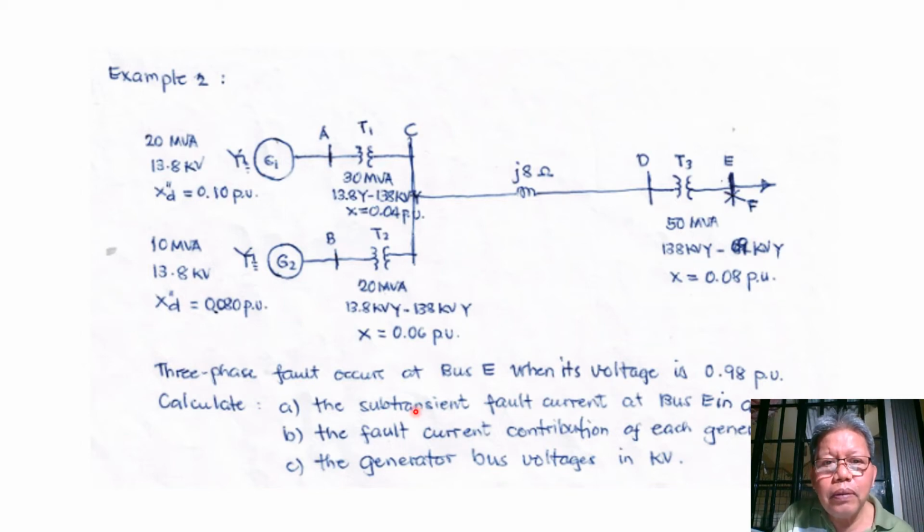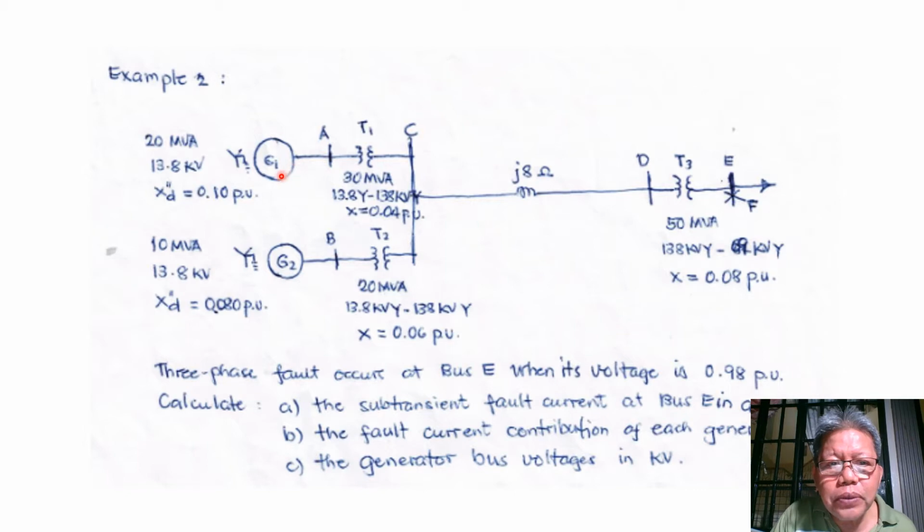Okay, so let's go to an example to illustrate our discussion on a balanced three-phase fault. So we have here a simple power network where we have two generators supplying a load in the system.